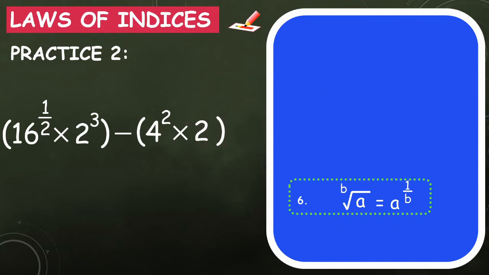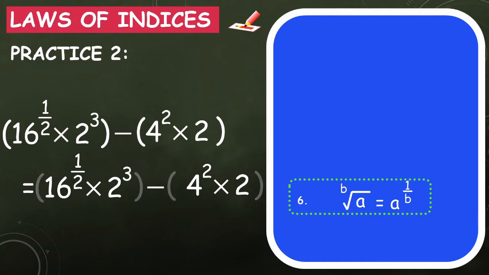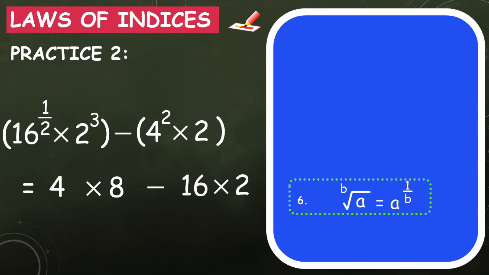We will be using law 6 for this question. We first remove the brackets as they are redundant and don't serve any purpose. 16 to the power of half is the square root of 16. 2 to the power of 3 is 8. 4 to the power of 2 is 16. Simplifying the numbers, we get the answer 0.